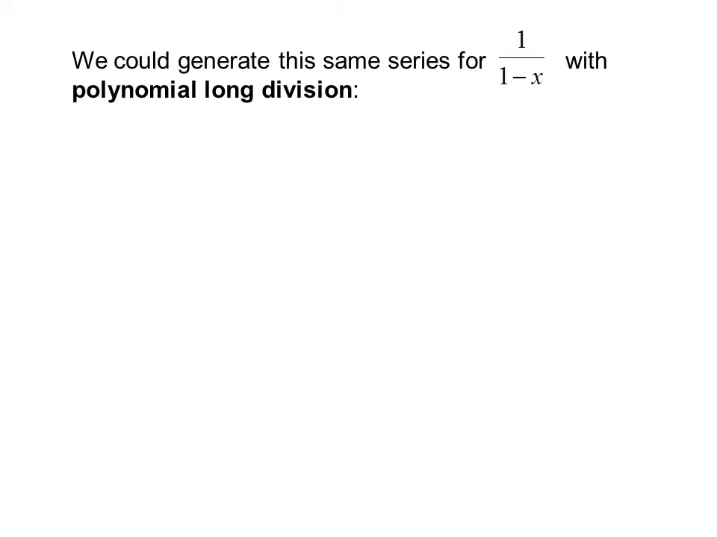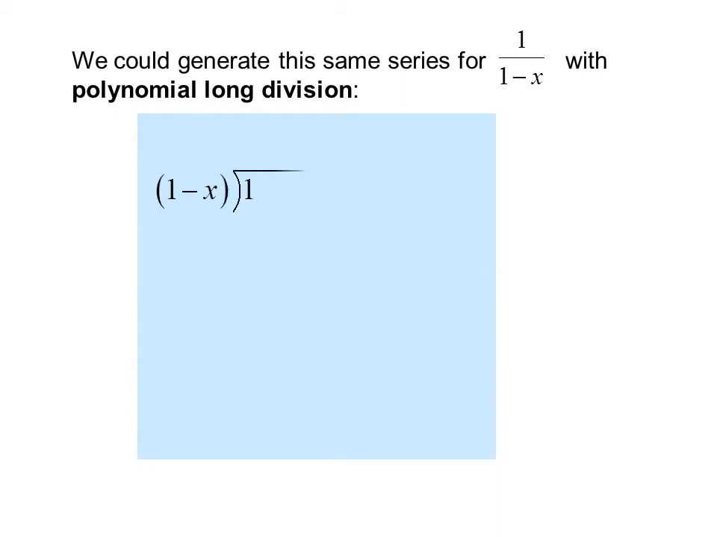We could generate this same series for 1 over 1 minus x with polynomial long division. We have 1 divided by 1 minus x. So just to refresh your memory on polynomial long division, we ask ourselves, what do we have to multiply 1 by to get 1? And the answer is 1. So we put a 1 on top, and we multiply 1 times 1 minus x. When we subtract, we get x.